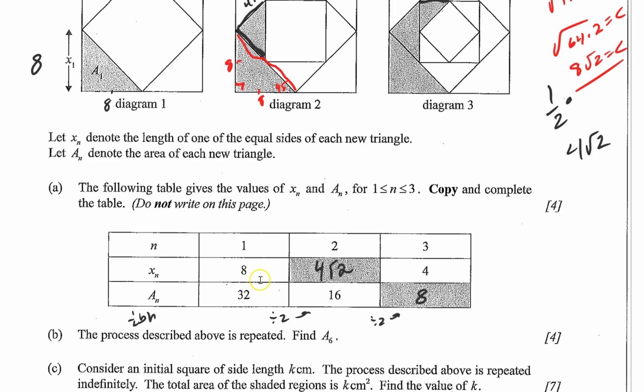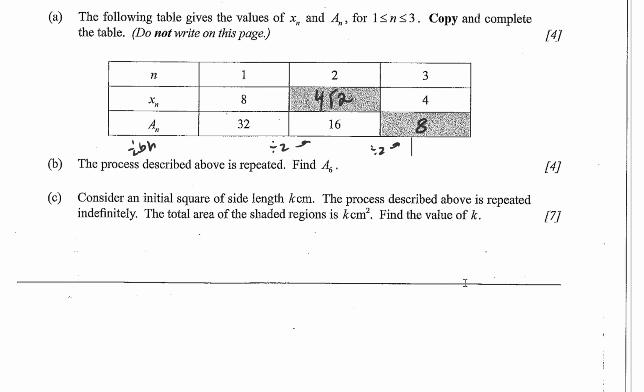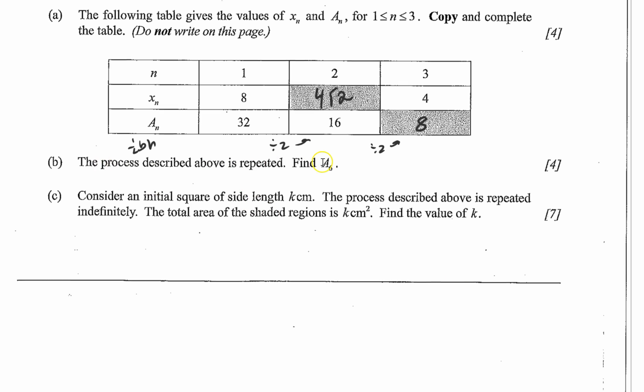So that's the pattern: 8, 4, 2, 4, 32, 16, 8. The process described above is repeated to find A6. Okay, so they want us to find A6. So if we had a 4 here, who cares what this is going to be? All I want to find is the A's. This would be half of that, which is 4. A5 would be half of that, which is 2. A6 would be half of that, which is 1. So A6 is just 1.